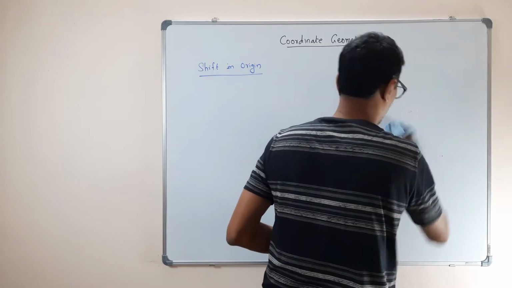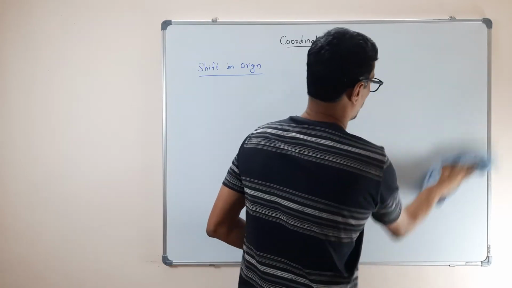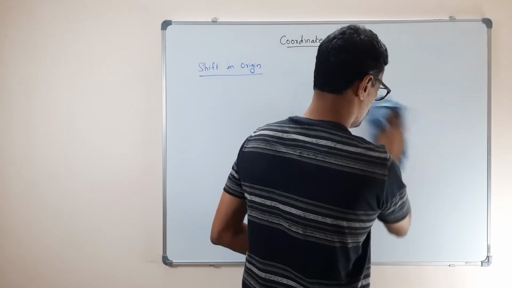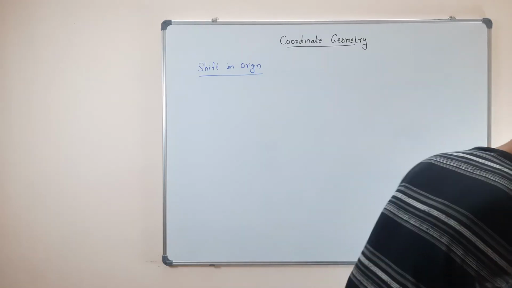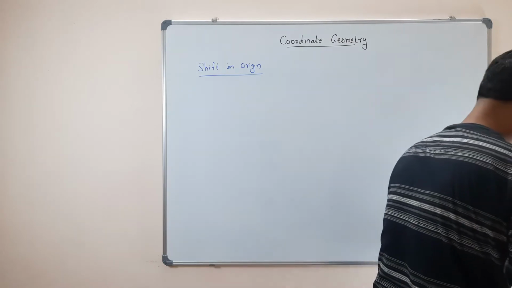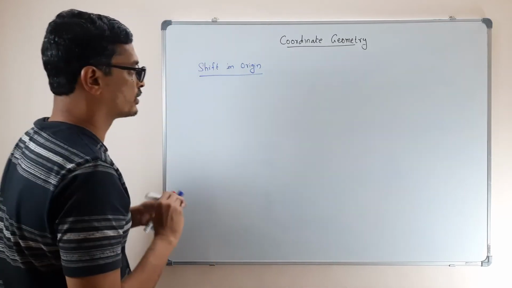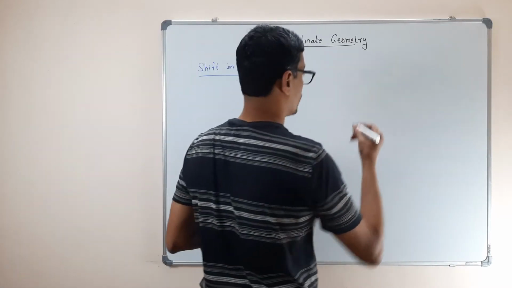So let us see about the shift in the origin. What do we mean by shift in the origin? Okay, the same problem, we draw it in a more neat way. Let us draw a coordinate system first.